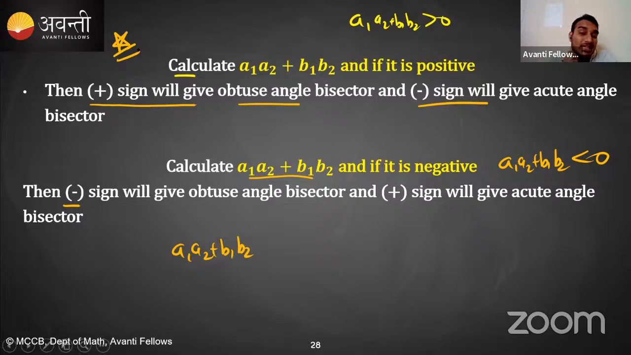You should directly remember this. Okay, there is no need to prove why it happens. It is not in our syllabus, and it is not for your understanding also. The question will never ask you why it is happening or to prove this. Okay, question में कभी नहीं आएगा. The question just asks what the obtuse angle bisector is, what the acute angle bisector is. So you will be able to see this by calculating a1 a2 plus b1 b2. If it is positive, the positive sign will give me the obtuse angle bisector. If it is negative, the negative sign will give me the obtuse angle bisector.